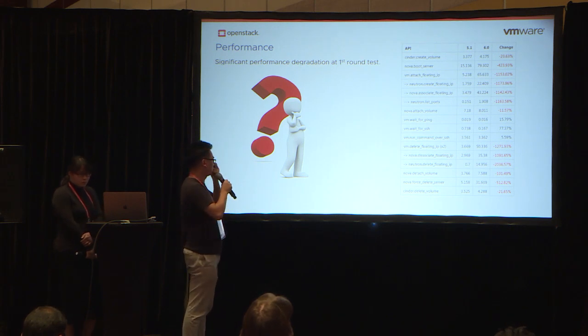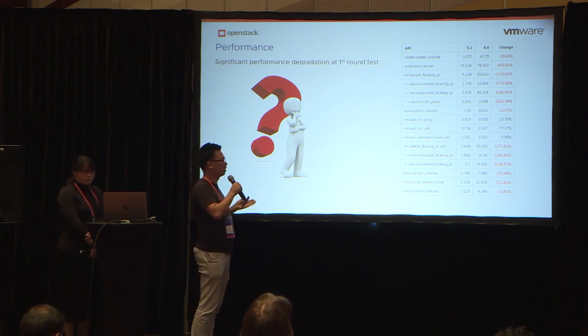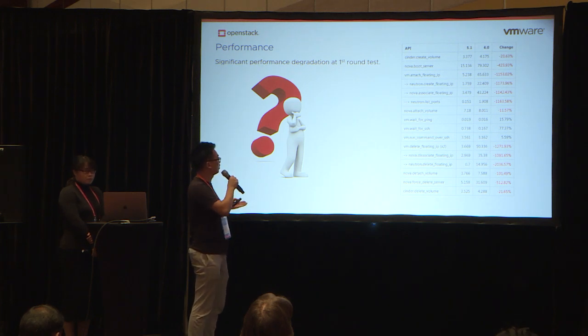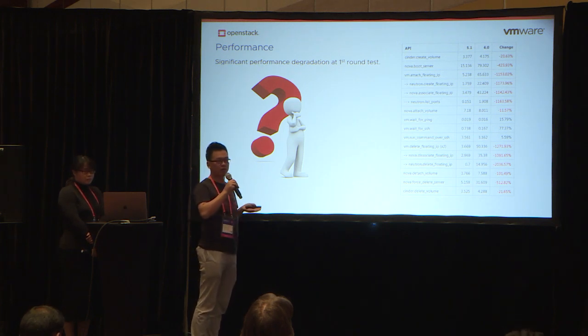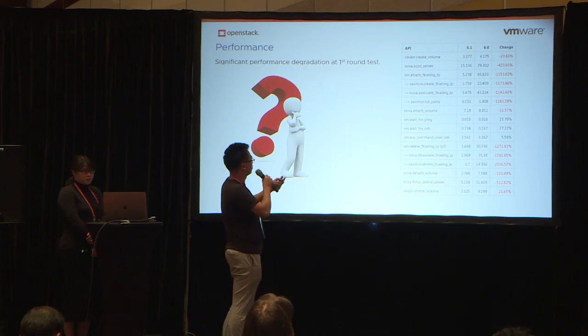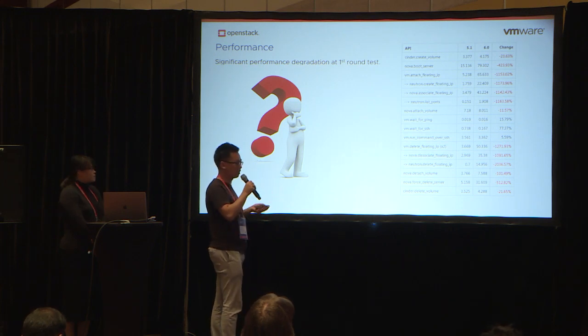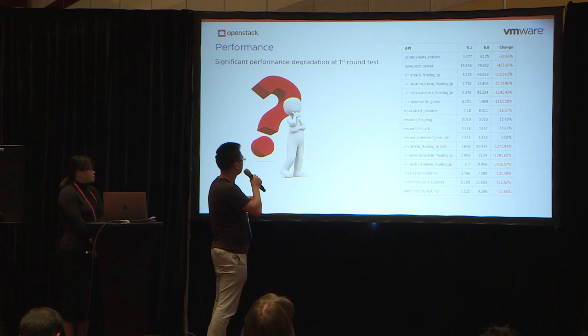We can check the results when we have the first container-based control plane. We see a lot of performance degradation. If you look at the Nova boot server, the time used in the new container-based control plane is about 4 times that of the virtual machine one.